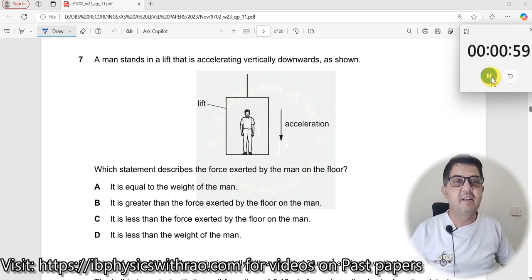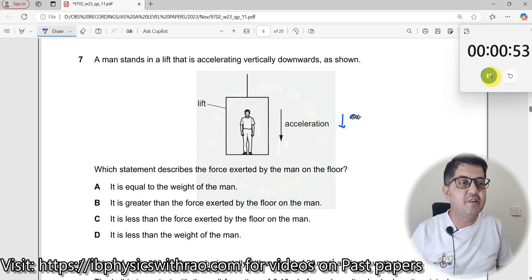Question number 7. A man stands in a lift that is accelerating vertically downwards. Okay, so A is acting downwards over here. And which statement describes the force exerted by the man on the floor? By the man on the floor.